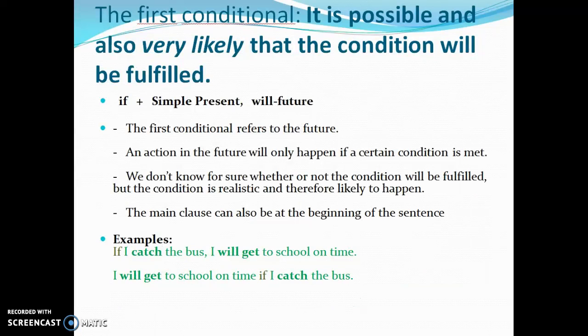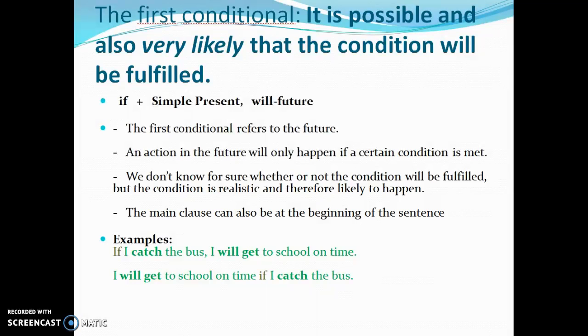The first conditional is used for something that is possible and also very likely, so it is very likely that the condition will be fulfilled. You create the sentence by using if and the simple present or present simple, and the will for the future. The first conditional refers to the future. An action in the future will only happen if a certain condition is met. We don't know for sure whether or not the condition will be fulfilled, but the condition is realistic and therefore likely to happen. Note that the main clause can also be at the beginning of the sentence.